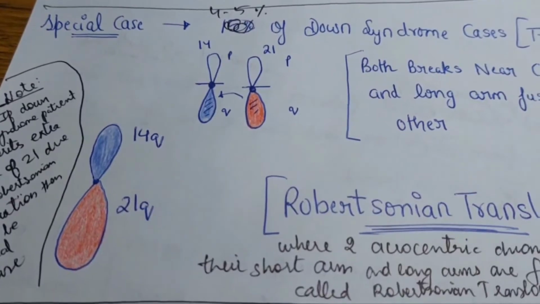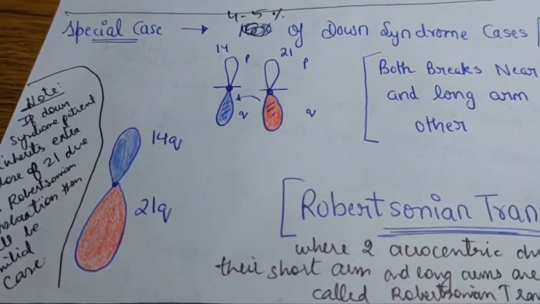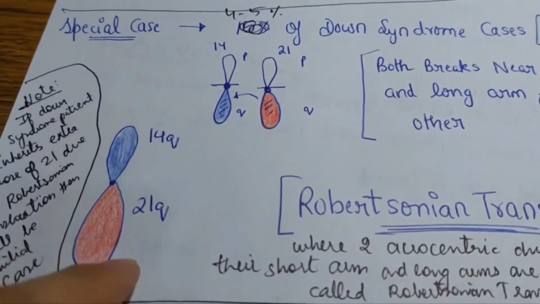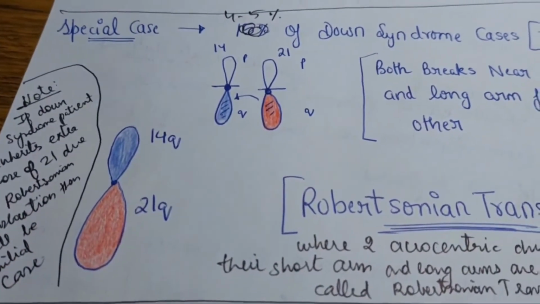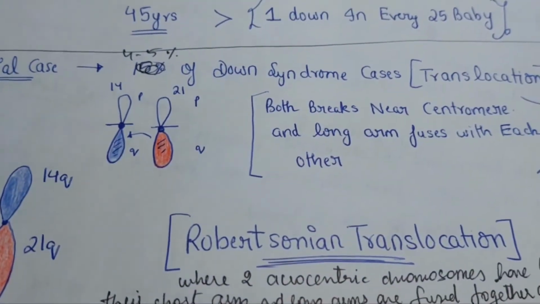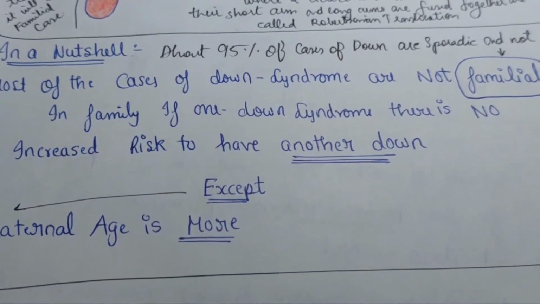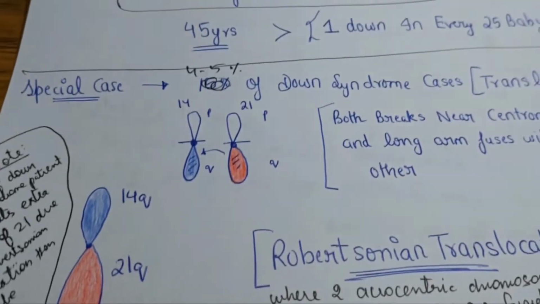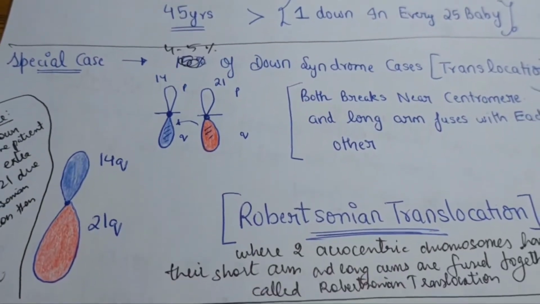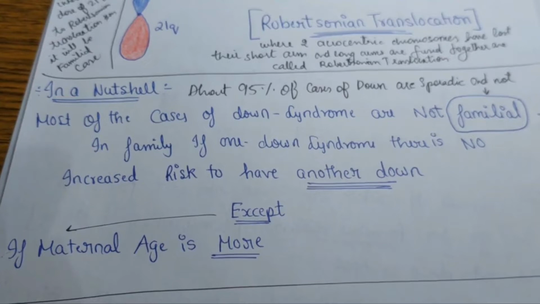Note, if a Down syndrome patient inherits an extra dose of 21 due to Robertsonian translocation, then this will be a familial case of Down syndrome. We have to remember that about 95% of cases of Down syndrome are sporadic and not familial. Only 4 to 5% of cases of Down syndrome are familial, like in Robertsonian translocation.